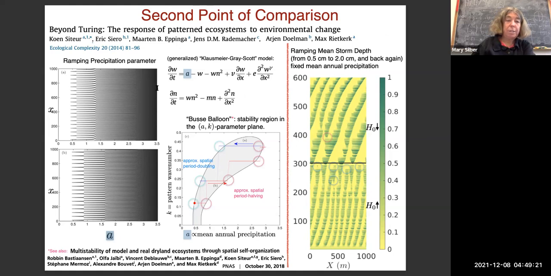And they did some experiments where they ramped the precipitation parameter down and then back up. So they'd see this kind of coarsening go on as they decrease the amount of rain in the system, and then splitting events going back.